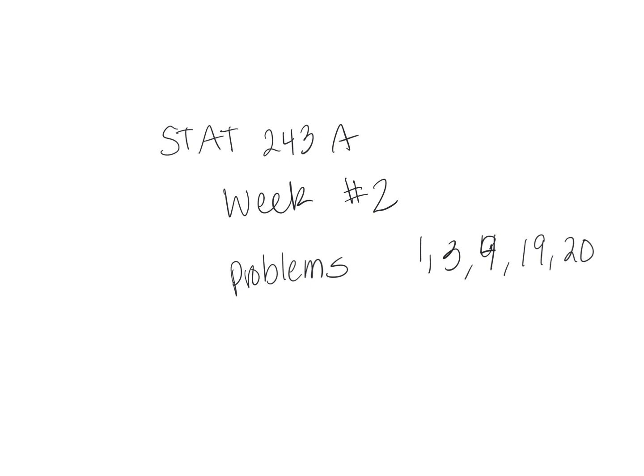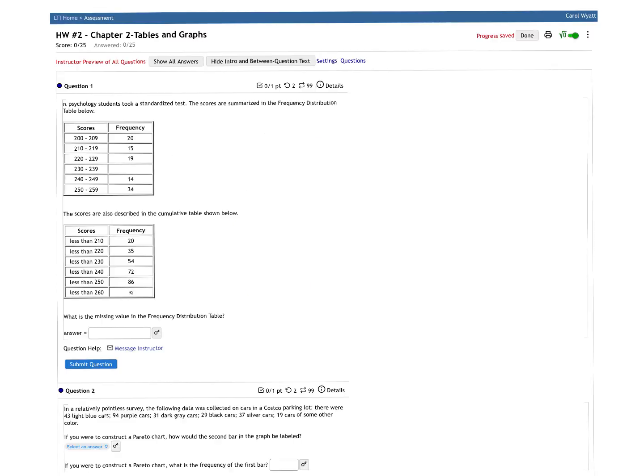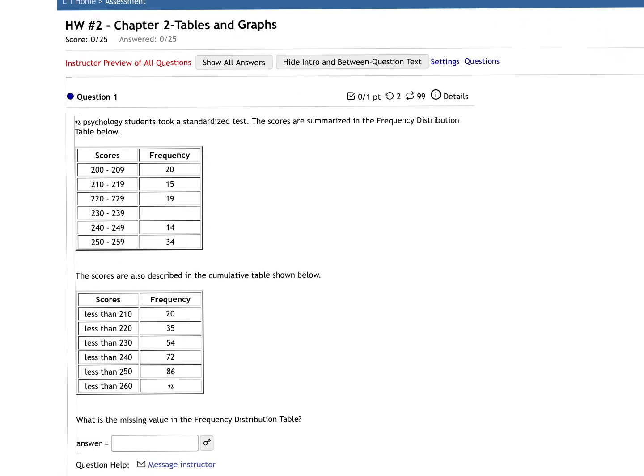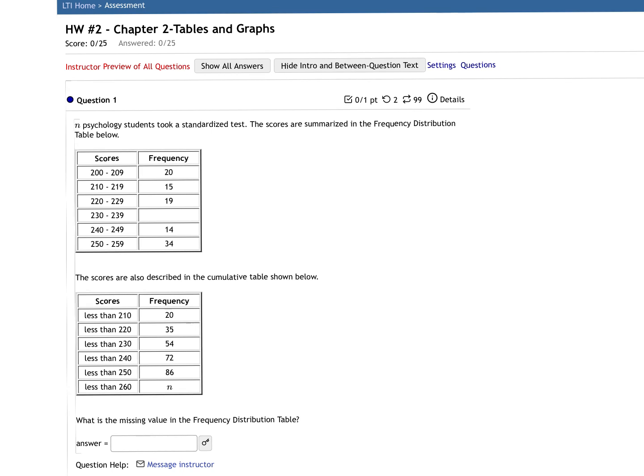All right, so let's take a quick look at what we got going here. Problem number 1. The psychology class students took a standardized test. The scores are summarized in the frequency distribution below, right? And the scores are also described in the cumulative table below. What is the missing value in the frequency table? So they're looking for this value right here.